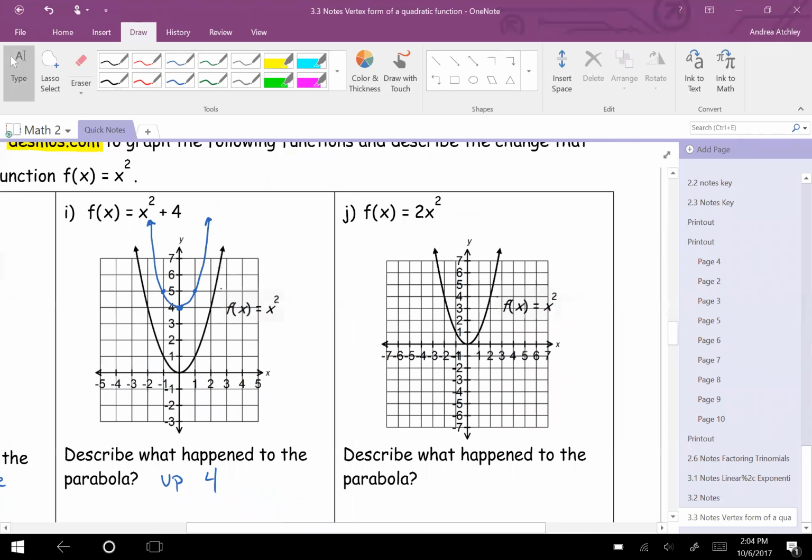Okay, what do you think is going to happen if I multiply the area by 2? You think it's going to get skinnier? Okay, anyone else have an idea? What do you think it's going to happen? Yeah? Get squished down? Okay, let's see.